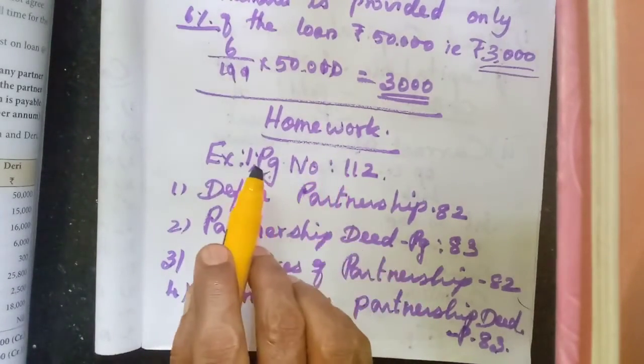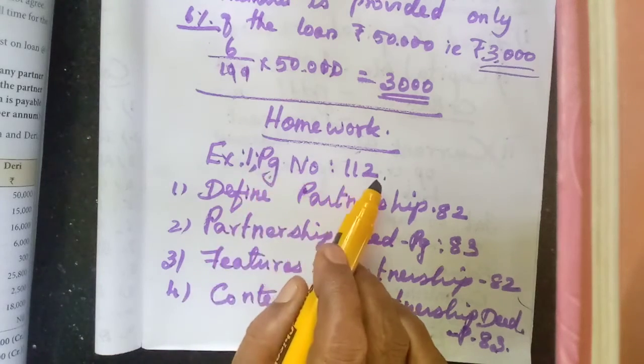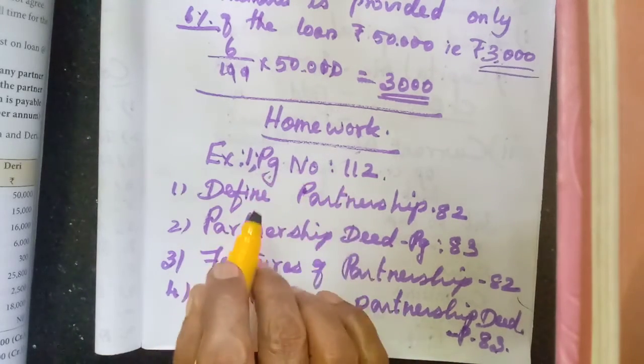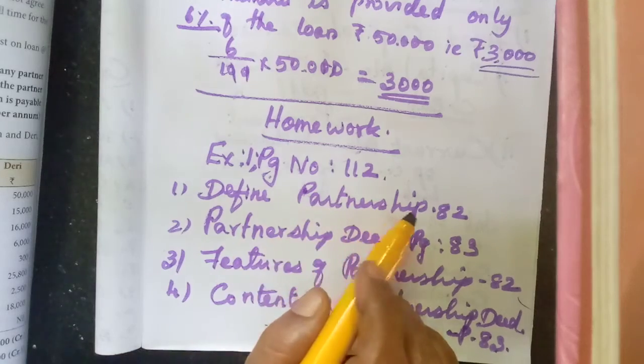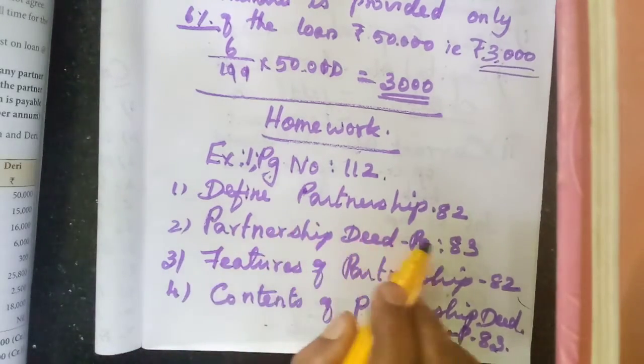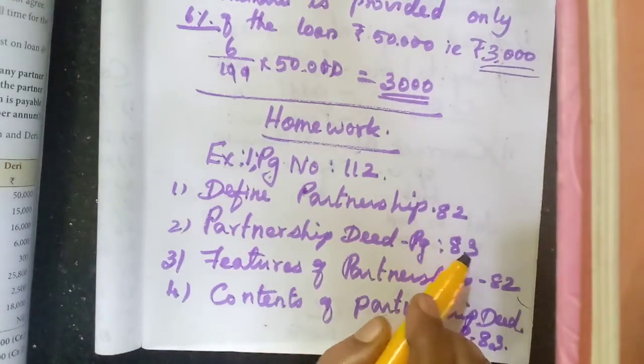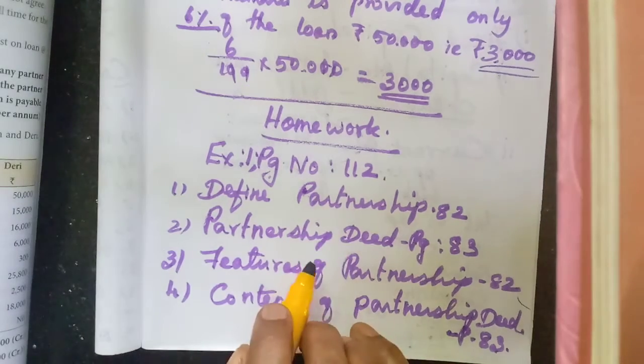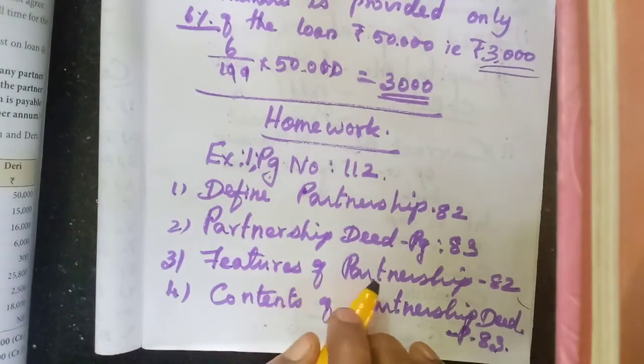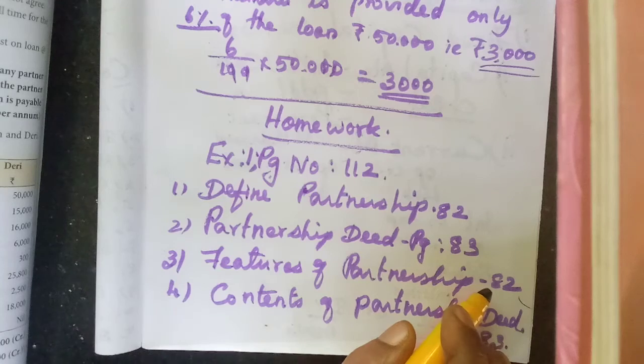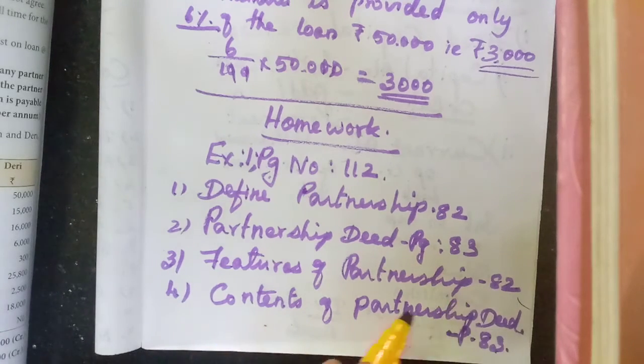They have given exercise 1, page number 112. Then question and answer: define partnership, page number 82. Partnership deed, page number 83, that meaning. Then features of partnership, 4 points given on page number 82. Contents of the partnership deed are given on page number 83. 16 contents are given; you can study at least 10. It will be easy for you.